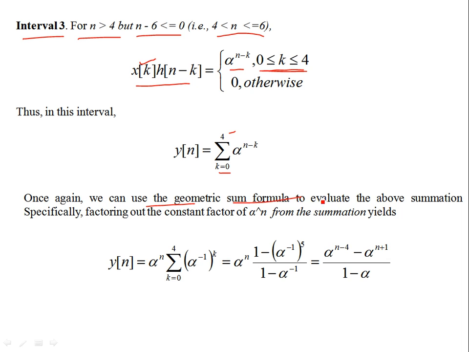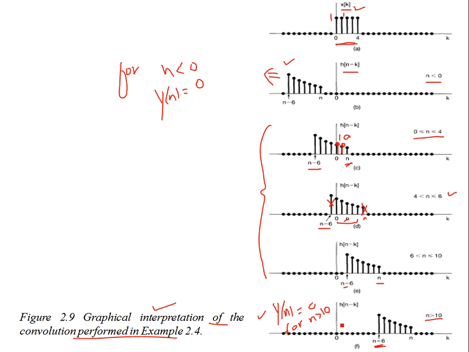Again, we use the geometric sum formula to evaluate the above summation, specifically factoring out the constant alpha to the n from the summation. Alpha to the n is out, and there are 5 samples. This is alpha to the minus k, so you have 5 samples. The ratio is alpha inverse, and then you can write this up like this. So this expression holds when n is greater than 4 but n is less than or equal to 6. Then there's a fourth interval, which says that n is greater than 6 but less than or equal to 10.